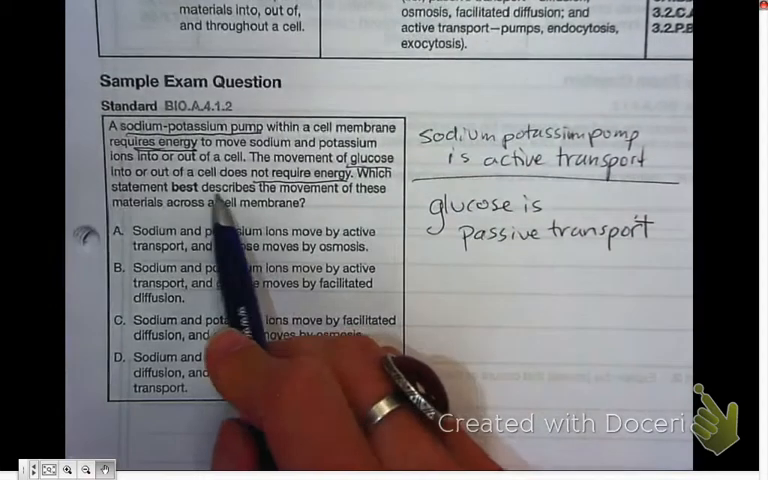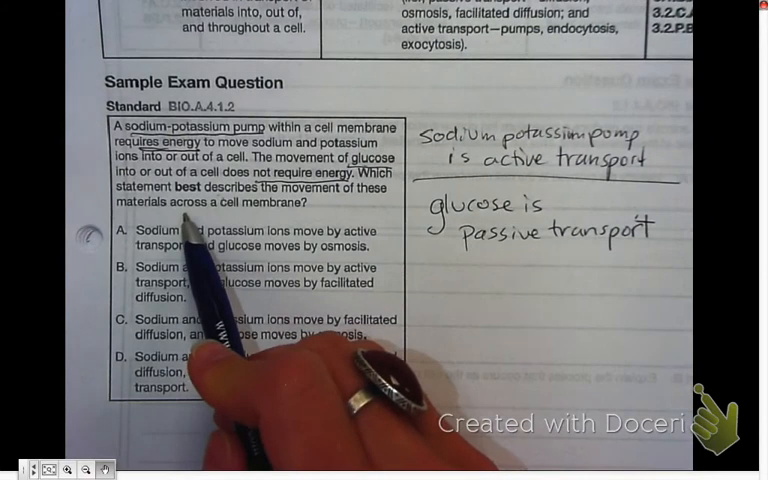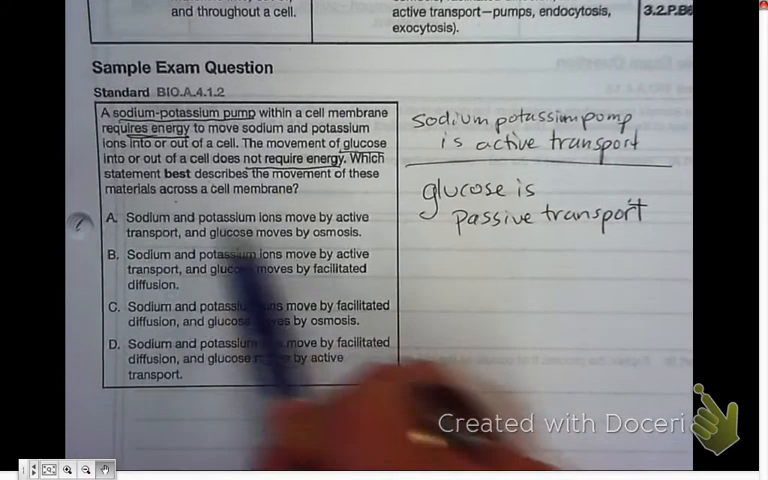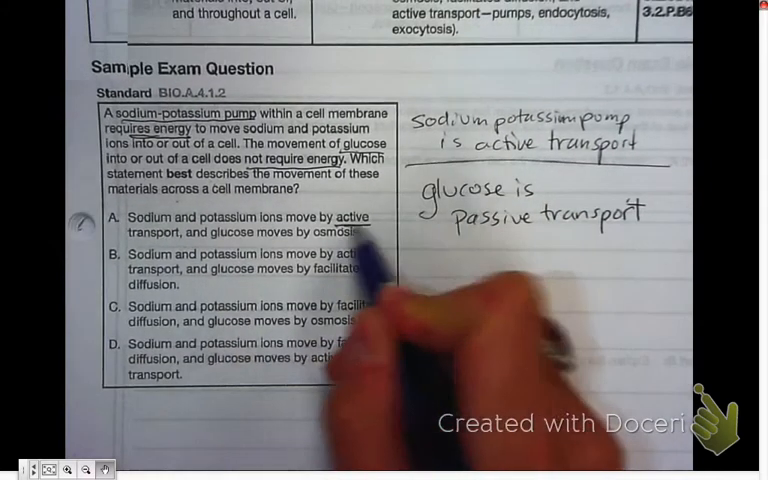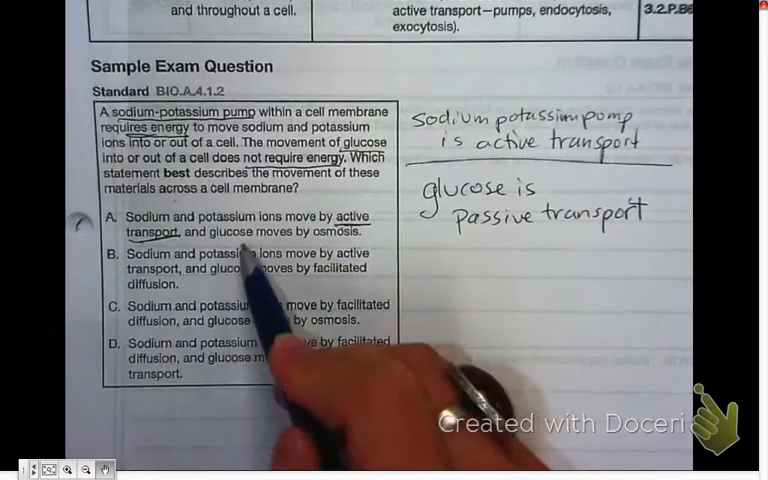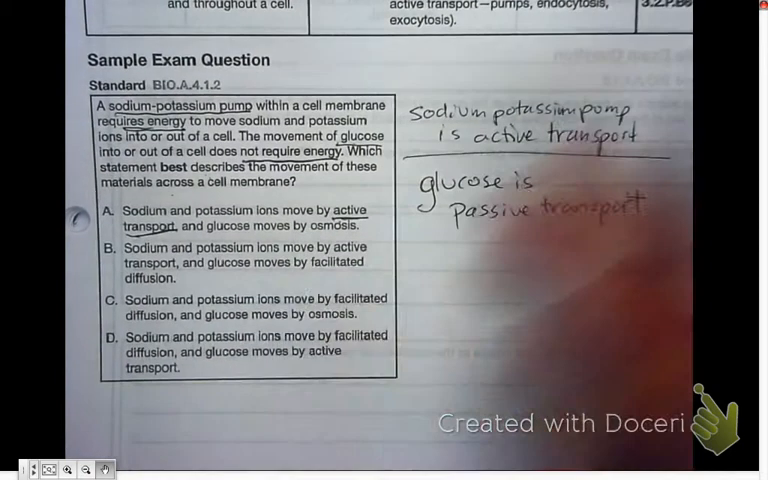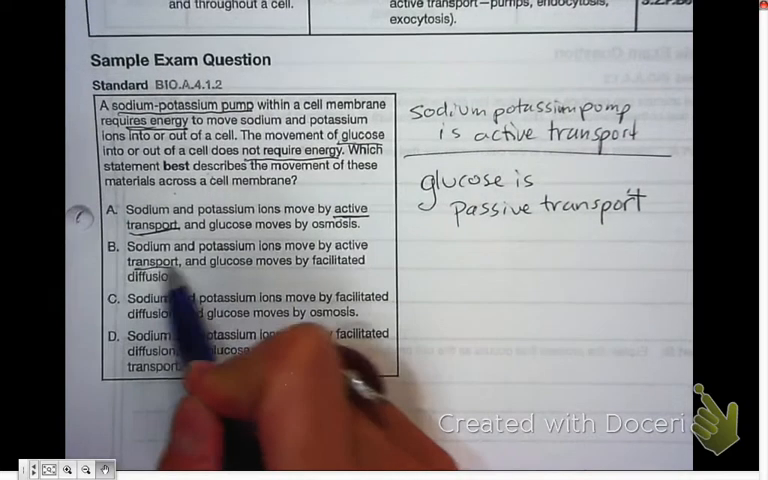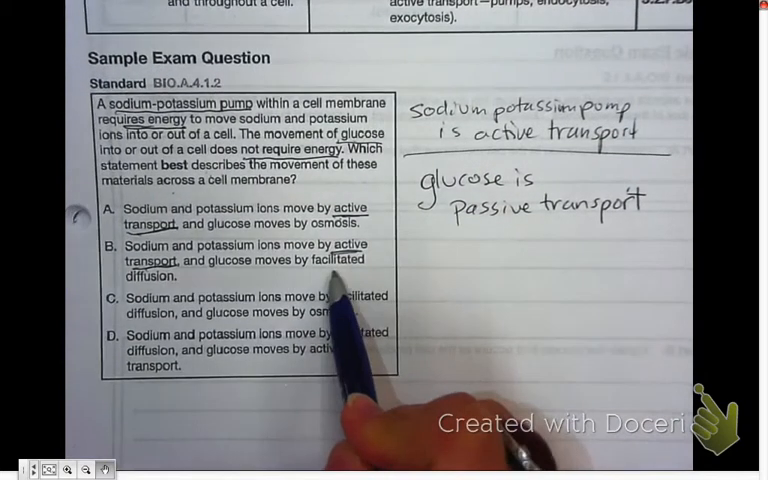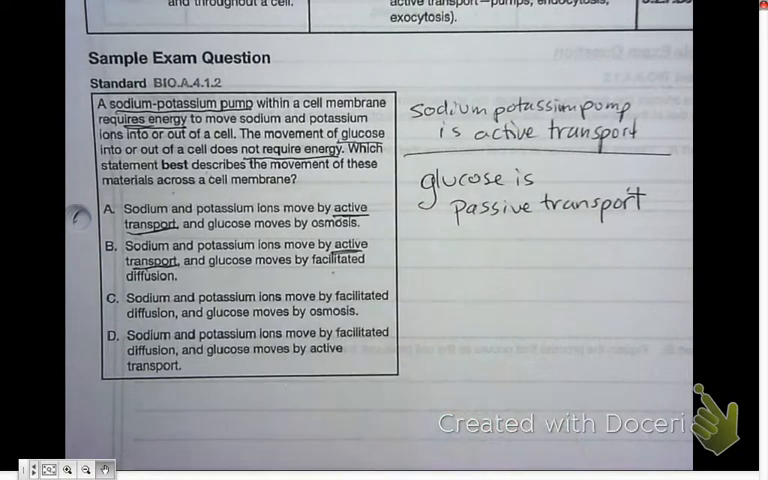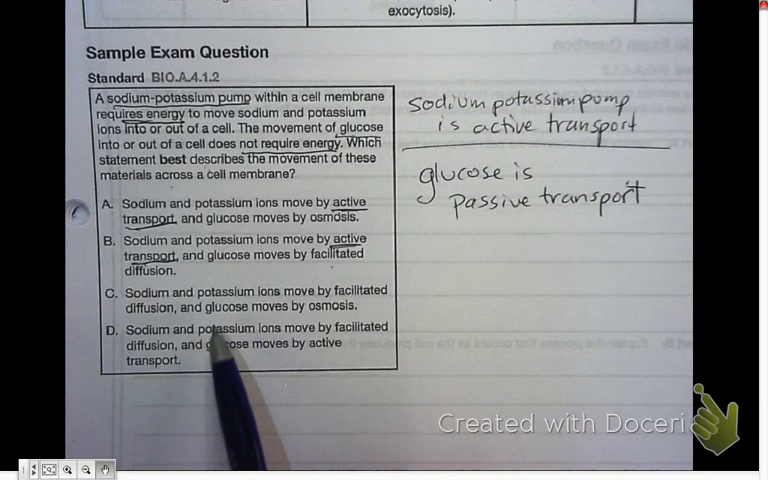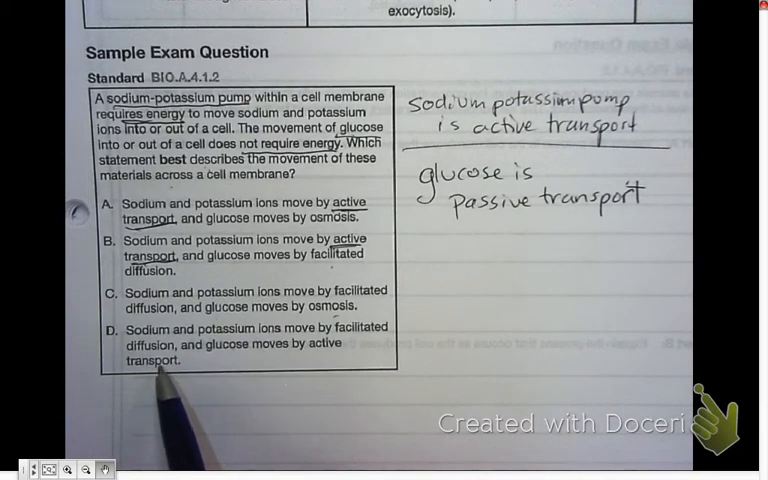Which statement best describes the movement of these molecules across the plasma membrane? A: Sodium and potassium ions are moved by active transport. Well, we said that was the case, so this is a possible choice. B: Glucose moves by osmosis. Sodium-potassium ions move by active transport. C: Glucose moves by facilitated diffusion. Sodium-potassium move by facilitated diffusion. D: Glucose moves by osmosis. Sodium-potassium moves by facilitated diffusion.